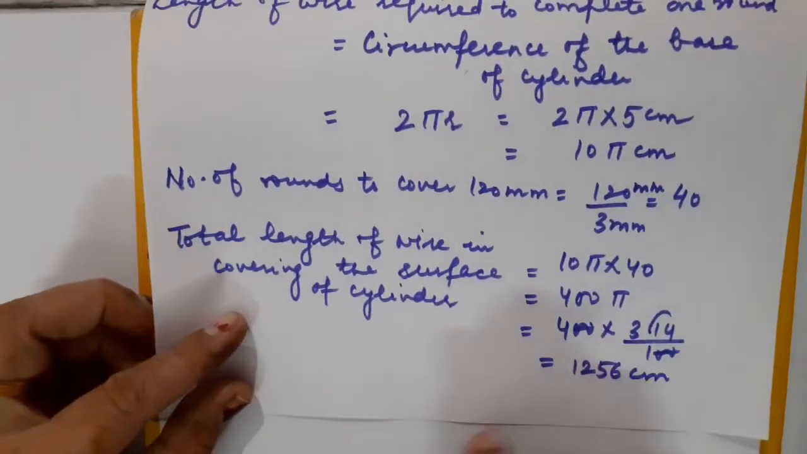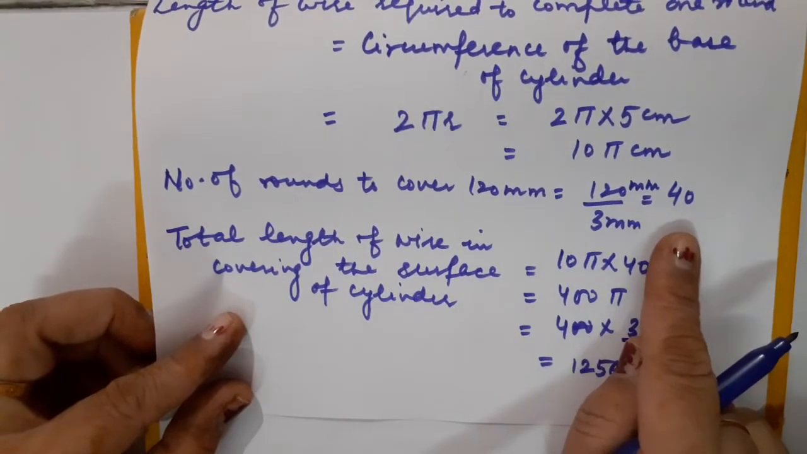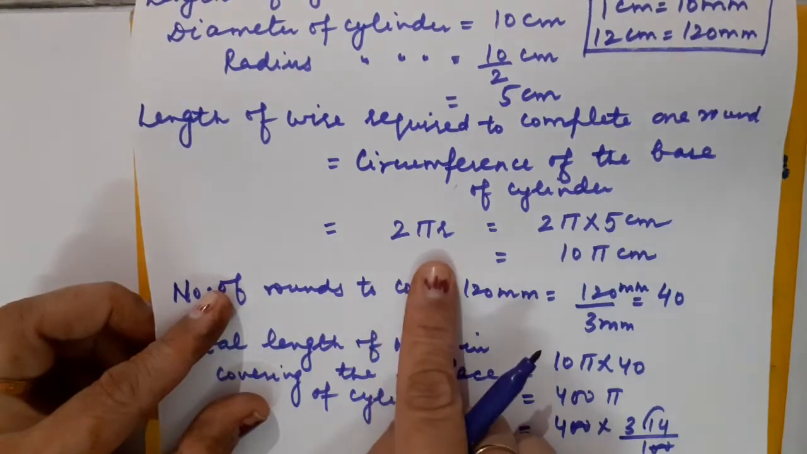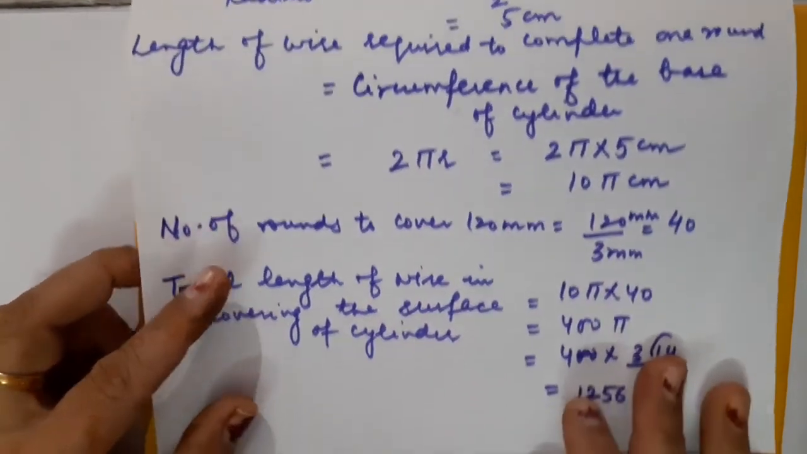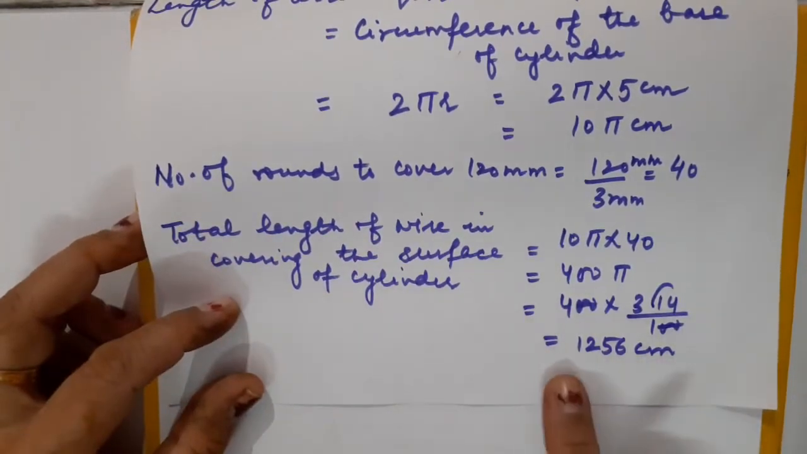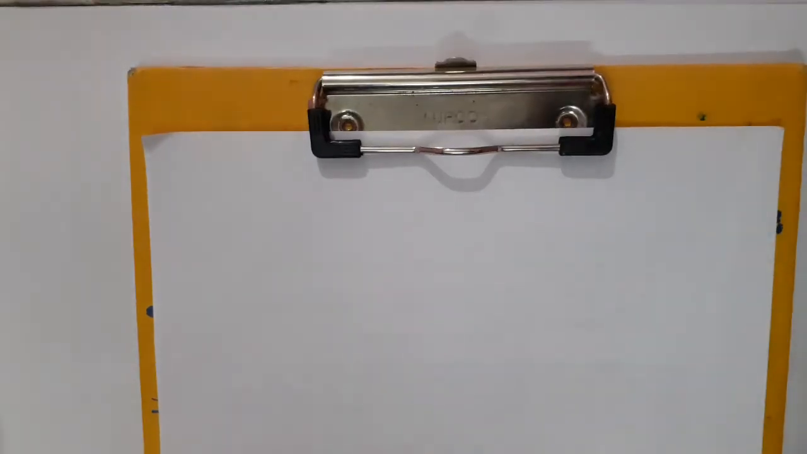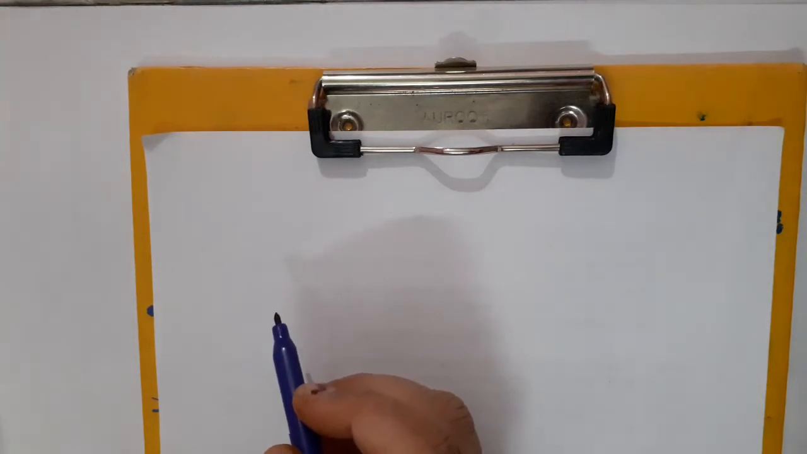Understood, children? First of all, after taking out the number of rounds the wire is going to take, I have calculated the length of the wire which is there to just cover one round. So when I multiplied both of them, I have just calculated the total length of the wire. Okay, that is 1256 centimeters. Now one more thing is also demanded in the question, that is, what is the mass of the wire assuming the density of the copper to be 8.8 gram per cubic centimeter.